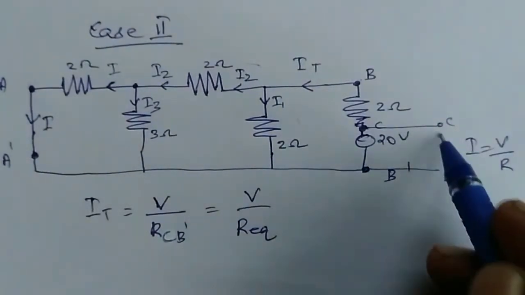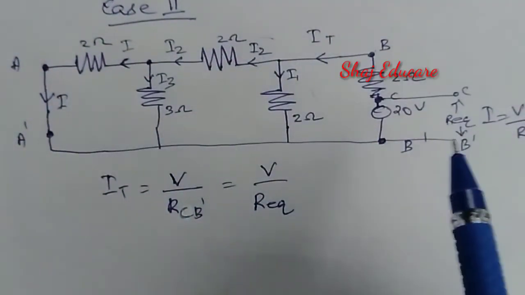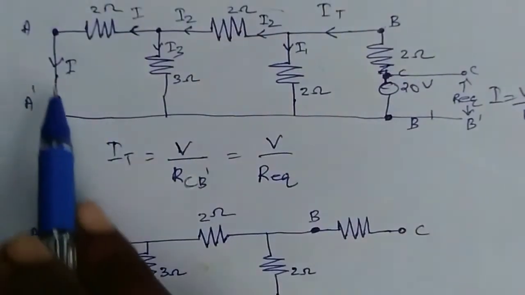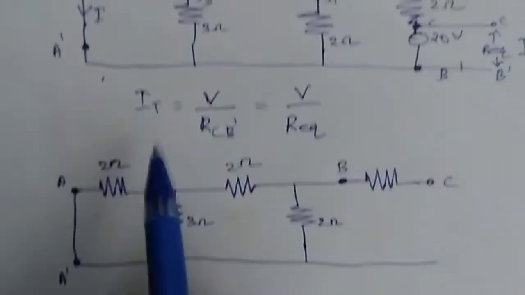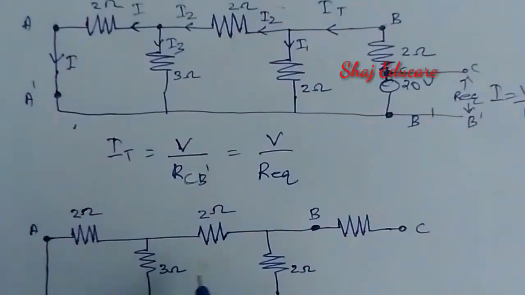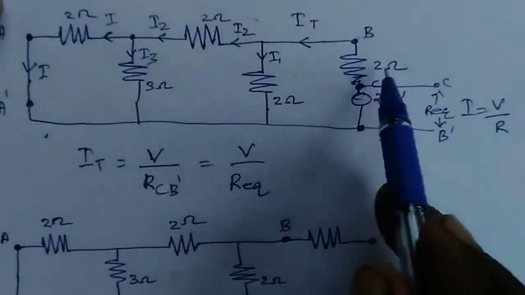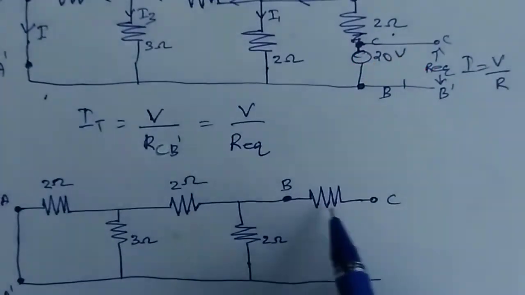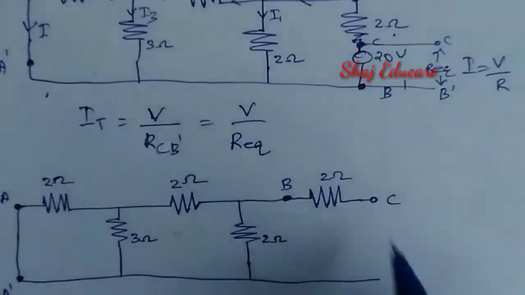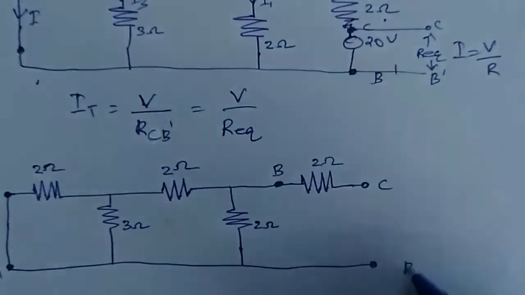Let us denote it as R equivalent. Now let us find the R equivalent. For that purpose, I'm going to redraw the circuit. Here A and A dash, then the 2 ohm resistance, then up to BB dash. Then across B and C, we have a resistance of 2 ohm. I'm drawing that resistance between B and C horizontally here. Finally, this one will be the lower terminal, B dash.